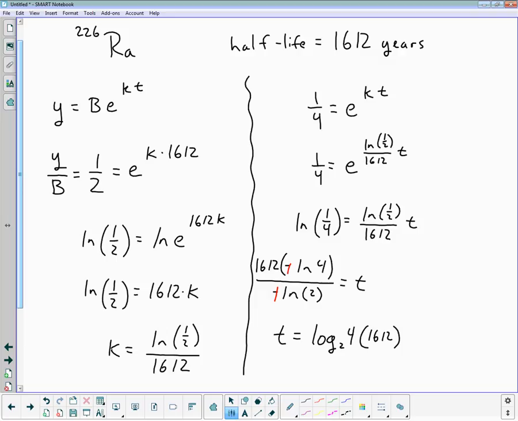Oh wait, I have to be careful. I just noticed that I made a mistake. Do you see it? No. There's nothing wrong with my algebra. I've made a mistake, and it's in the wording of the problem. Read the question carefully. I'll read it again. How long will it take for 1/4 of a given quantity of radium-226 to decay? 1/4 decays. How much is left?